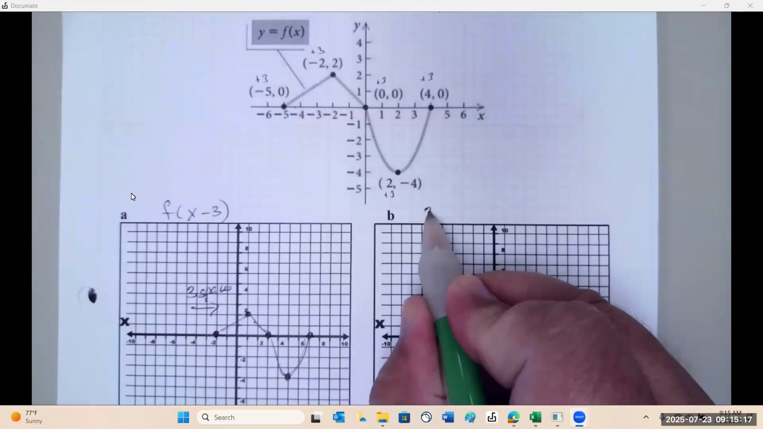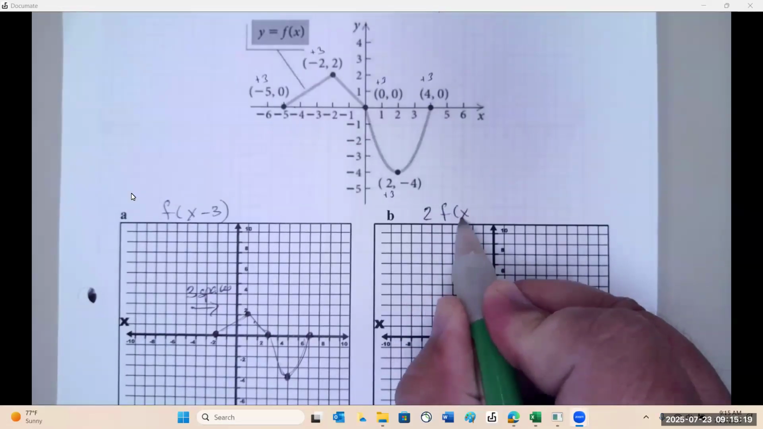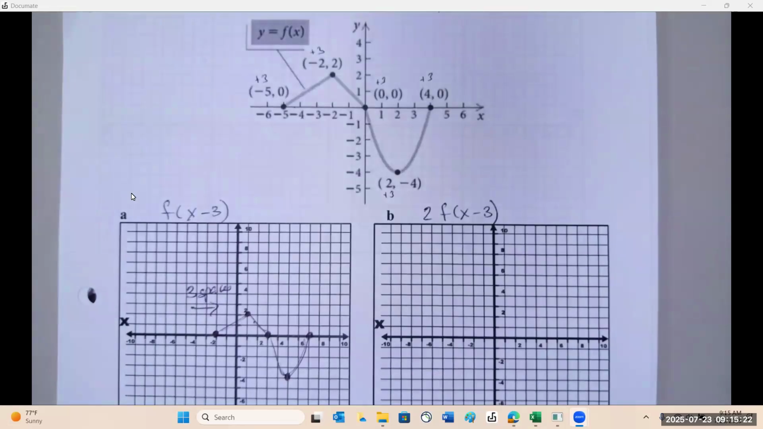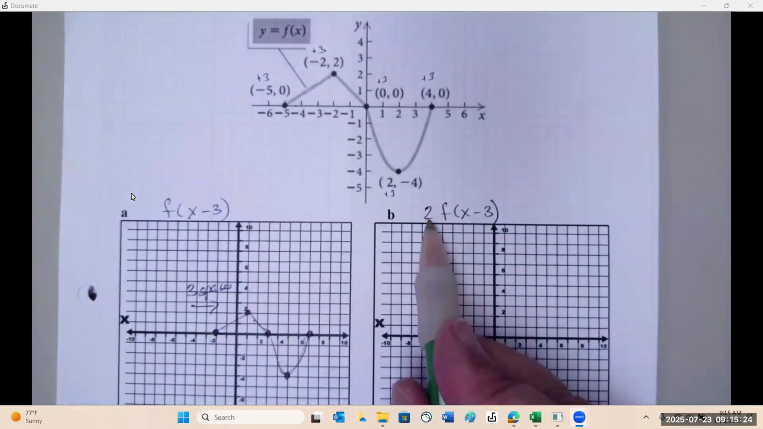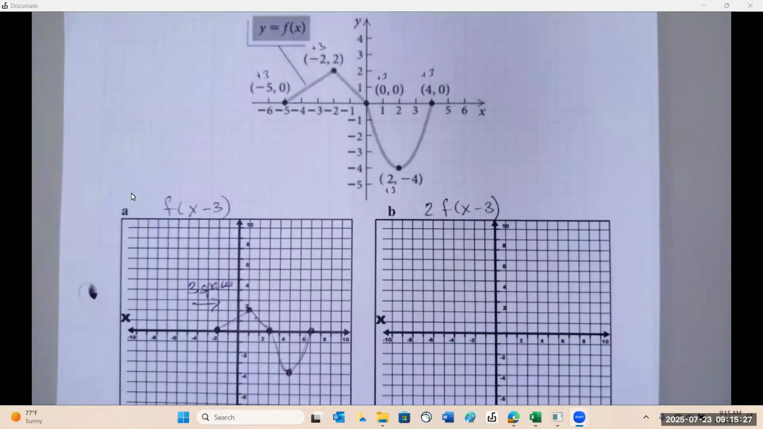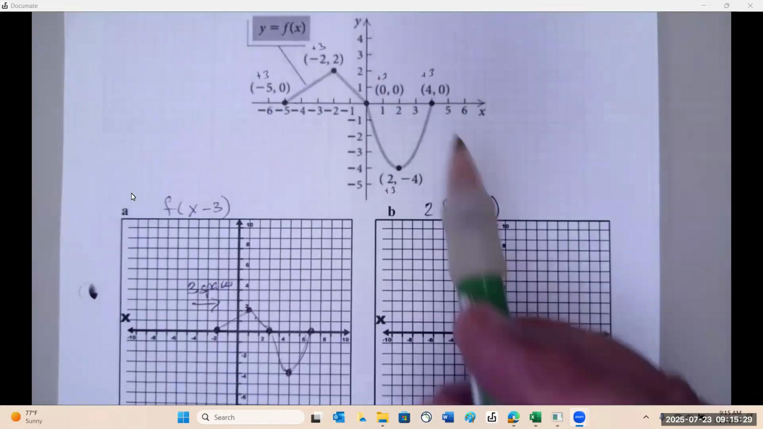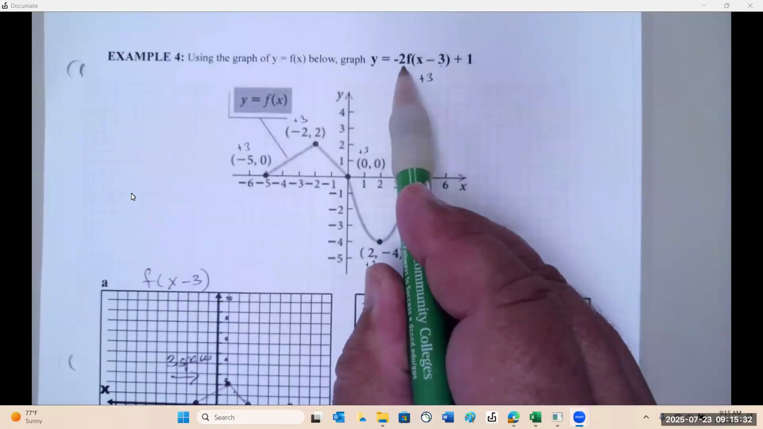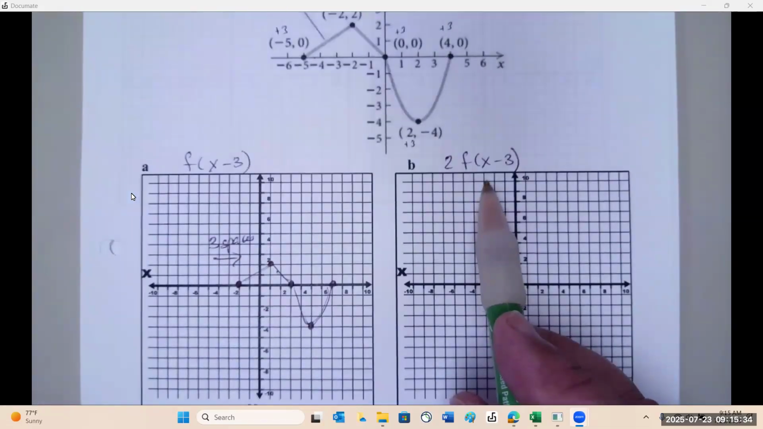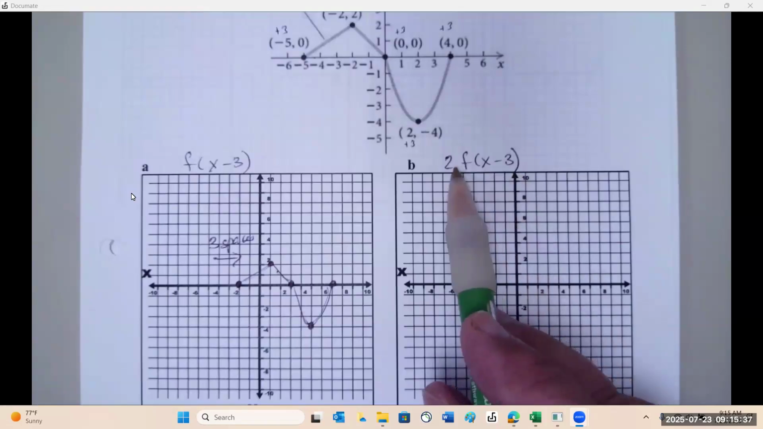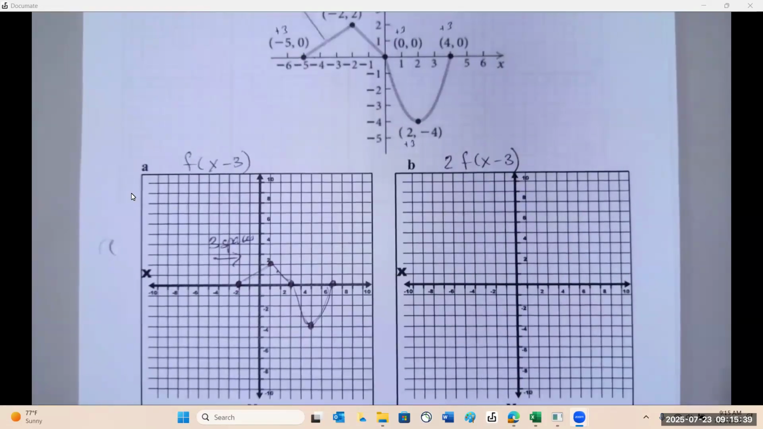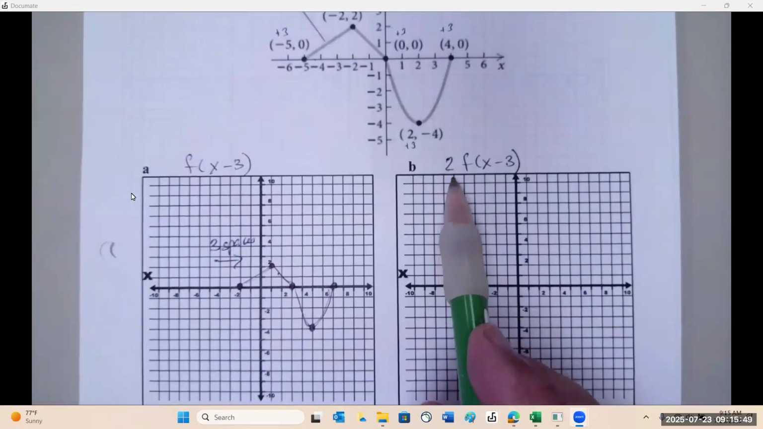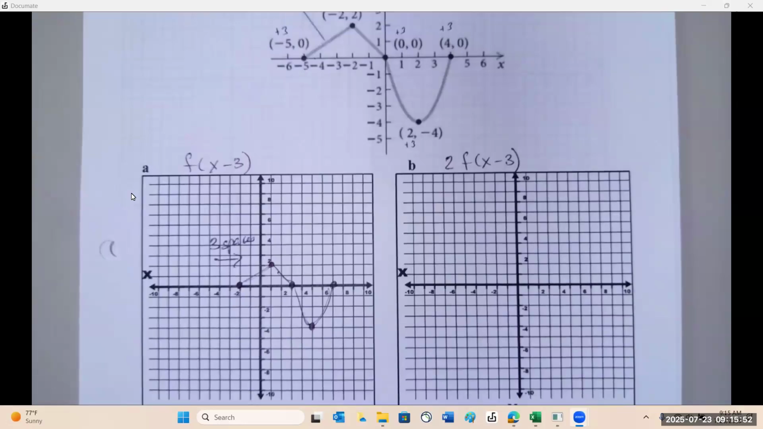The next thing I do, I put a 2. Remember, treat the signs and the numbers separately. So there's a 2 out in front. What does that make me do? If it is 2 outside the function, what does it make me do? Yes, it's a vertical stretch because it's an integer. But what values do I change?